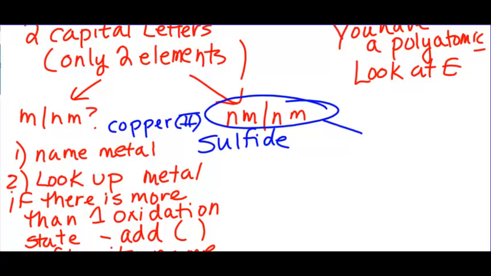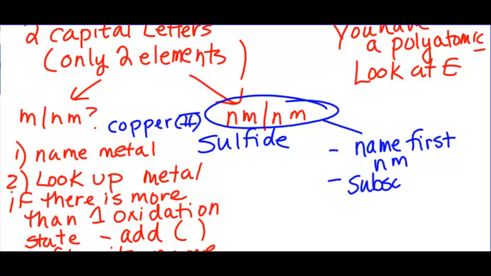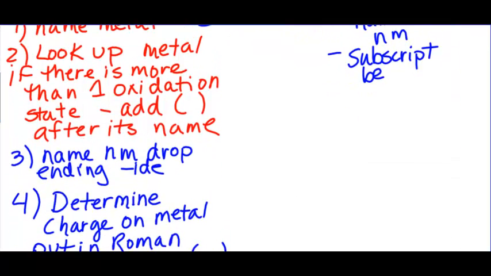You name the first nonmetal. You name the second, I don't care really what order you do it in. The subscript becomes the prefix. Okay? Unless there's only one of it. You don't use mon for the first element. I'll walk you through some examples.